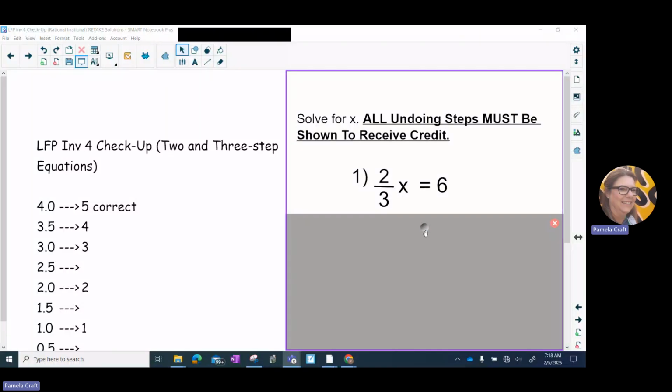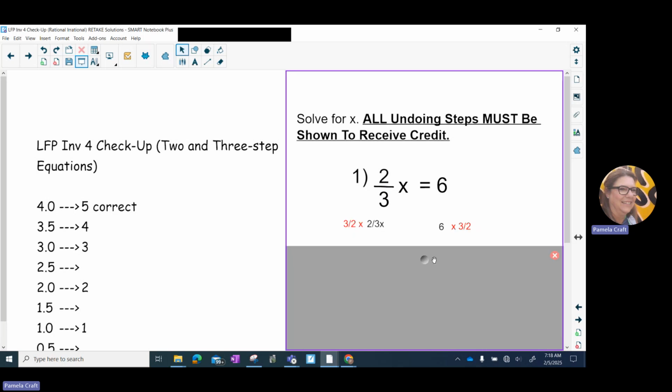LFP Investigation 4. This is the EE3 standard, solving 2 and 3 step equations. The number one, we have 2/3 x is equal to 6. This is multiplication. So to undo it, we can divide by 2/3, or we can multiply by the reciprocal, which would be 3/2. I multiplied both sides by 3/2, and I got 1x is equal to 9.